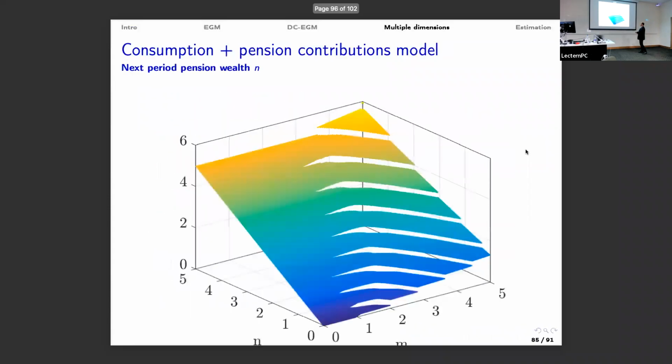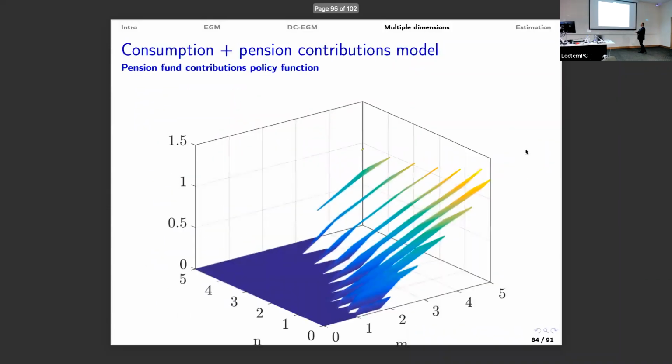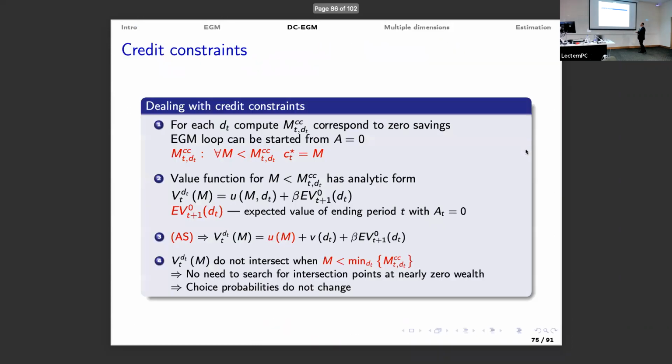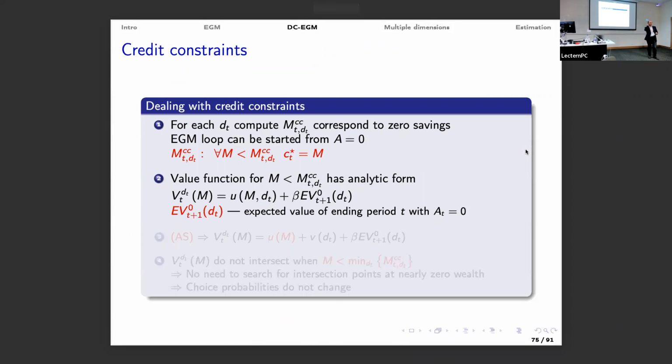You could perform the EGM loop, right? Not in the finite horizon setting, but in the infinite horizon, and wait for convergence. So in general, it is applicable in the infinite horizon setting just as well.